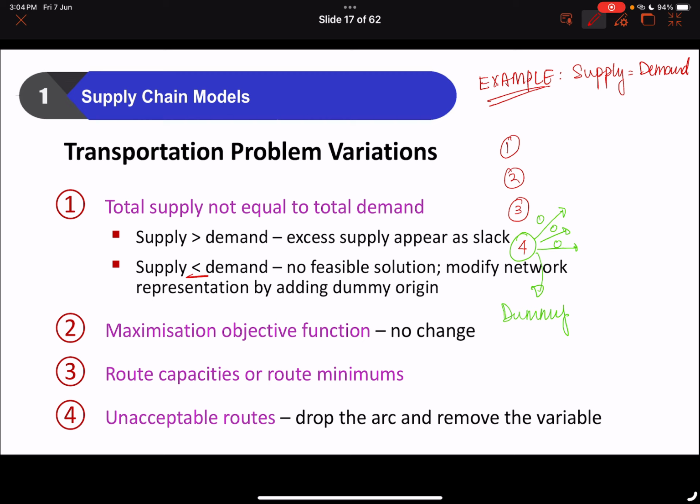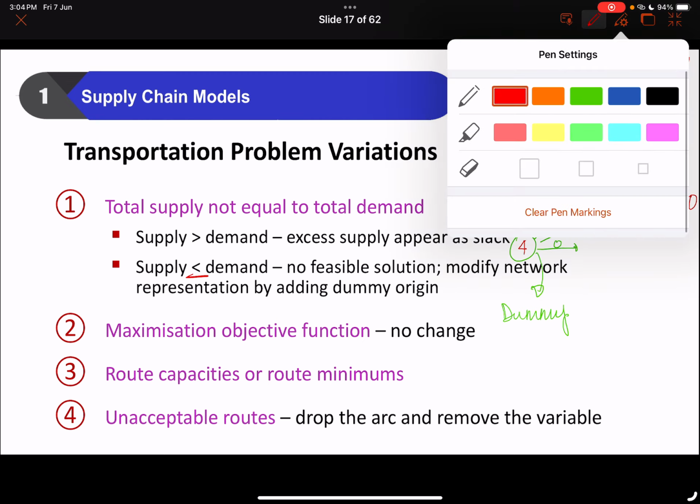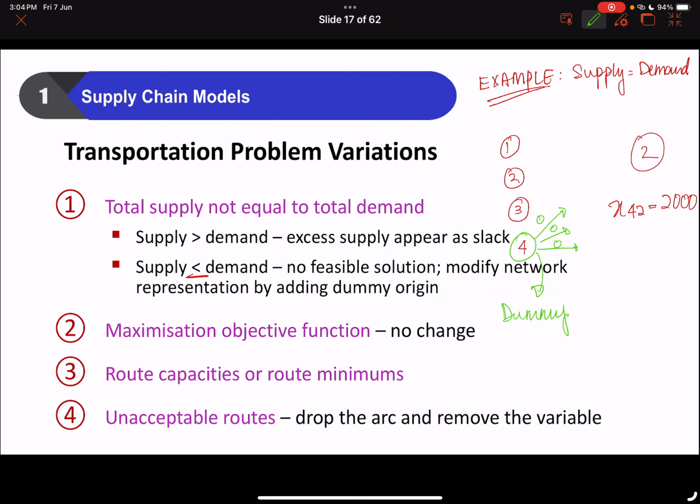So let's say in the final results, for destination 2, for example, the result shows that X42 equals 2,000 units. So what happens is that 4 here is a dummy. That means there will be no delivery of 2,000 units. So destination 2 will experience a shortfall of 2,000 units.